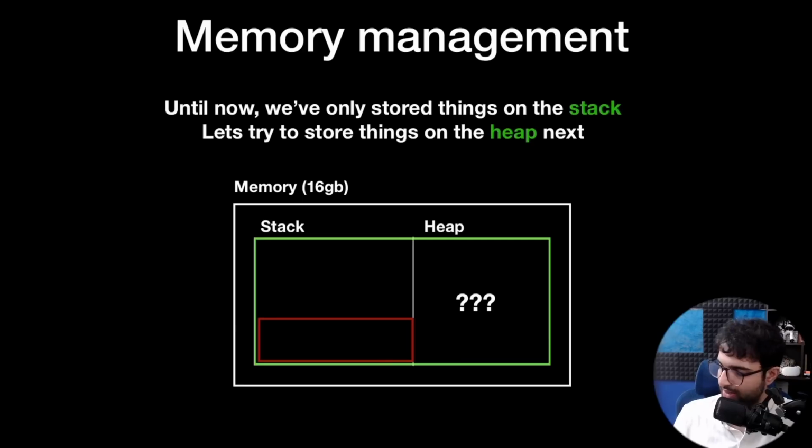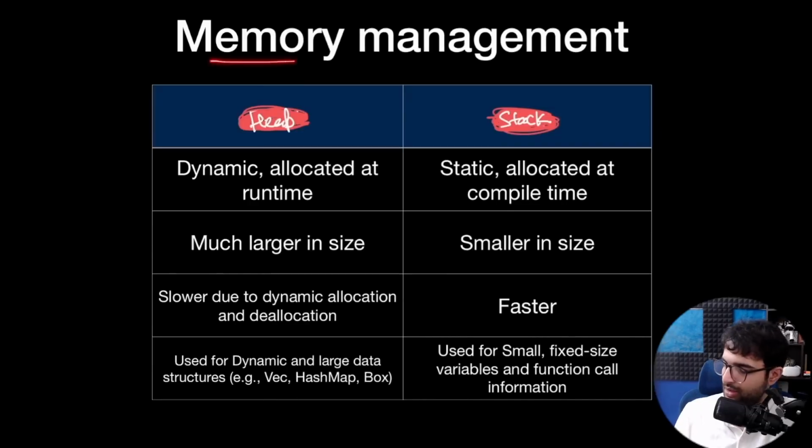So let's understand. Okay, until now we have only stored things on the stack. Let's try to store things on the heap next. When do we store data on the heap? And why is this so difficult, weird? When you're writing Rust code, as soon as you start to store data over here, why do things get complicated? What is the difference between heap and stack? Let's understand that next.